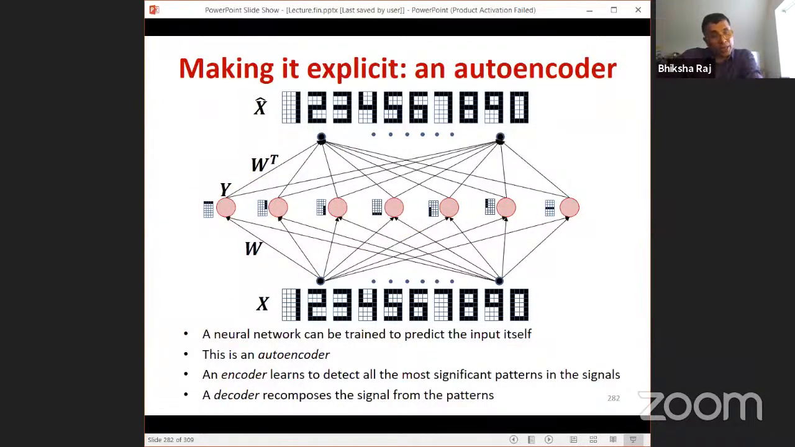But suppose I want to make it explicit and I want to recompose the entire input. Then I can explicitly say, I want to rearrange the patterns detected by these neurons such that the reconstructed output is actually the entire input. This is what we would call an autoencoder, a neural network that is trying to predict the input itself. It has two parts: the encoder, which detects all the most significant patterns in the input, and the decoder, which recomposes the signal from these patterns.